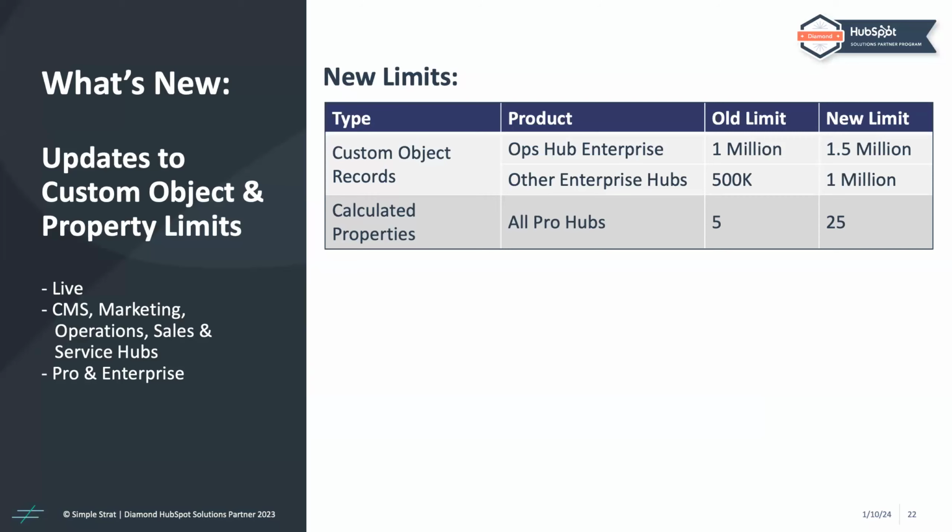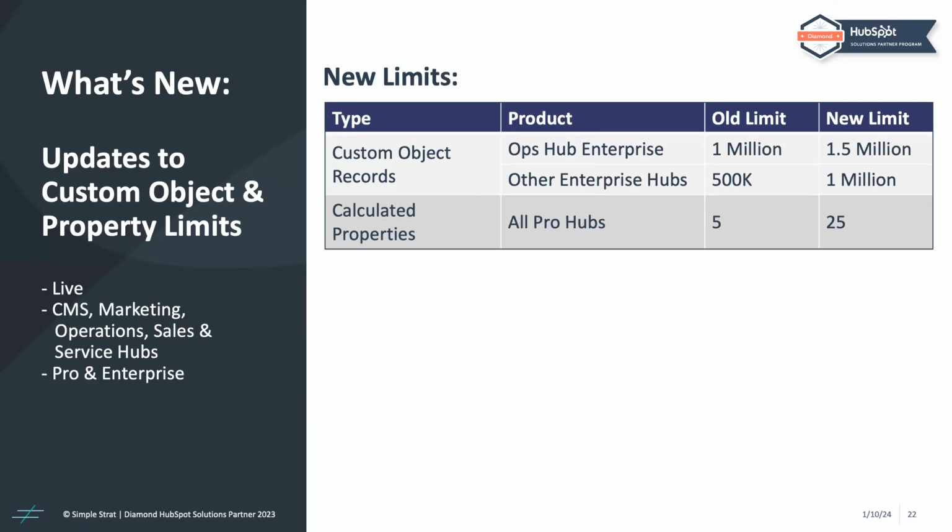All right, this one I am extremely excited about for all of our clients that are on Professional. There are a couple updates to object and property limits. I'm going to get really technical, then I'm going to talk about how you can use this. The first chunk of this is that there are new limits, and this table shows you what the limits are.